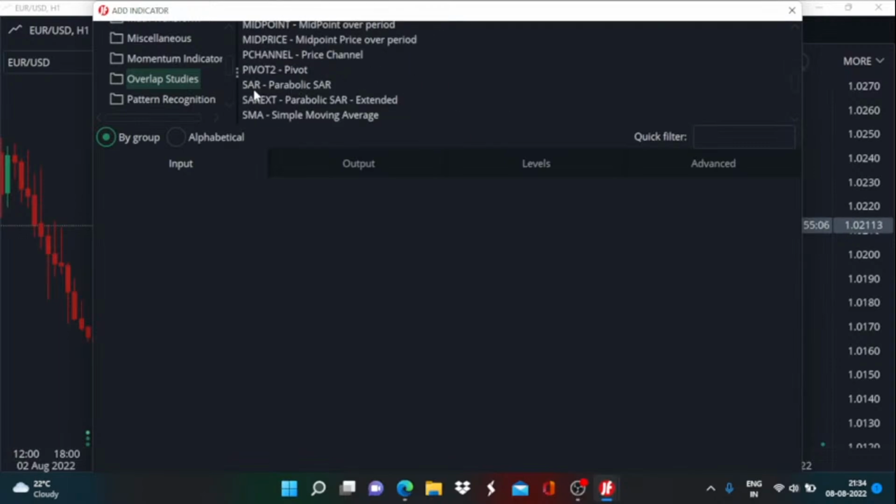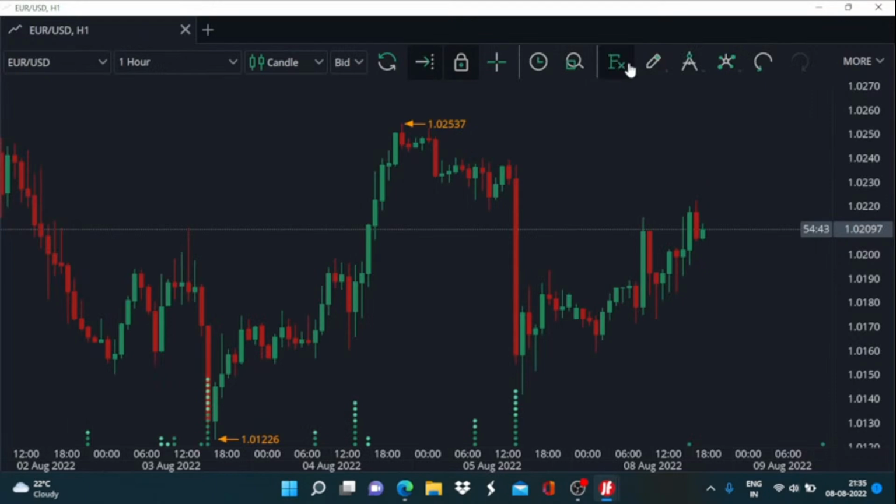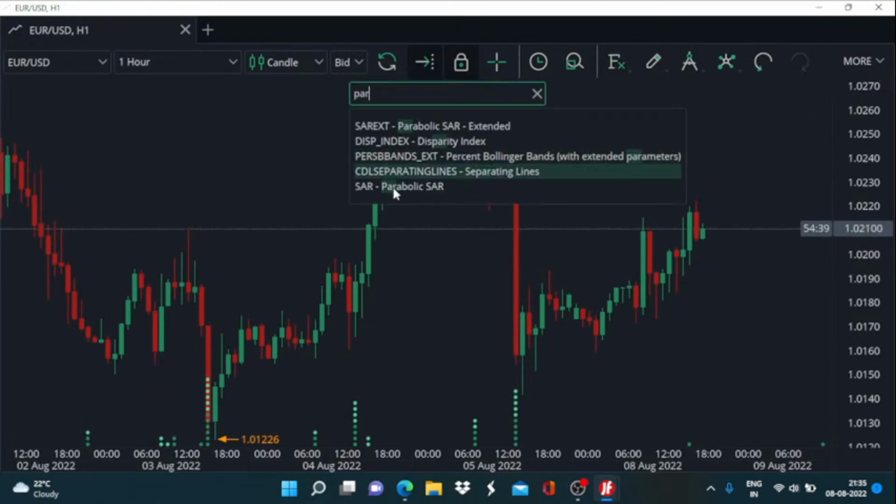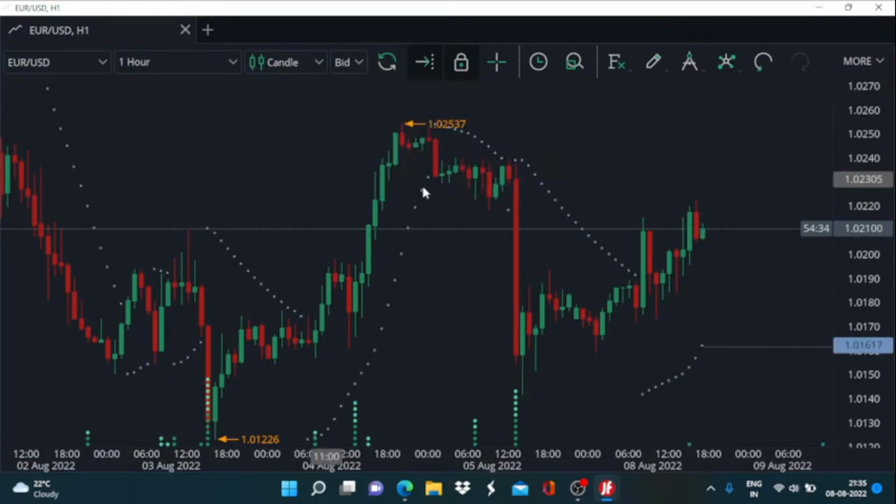Today it's the turn of parabolic SAR, and next time around we will also consider the parabolic SAR extended version, which will offer us more editing options to customize the properties of the indicator as per the requirement of the situation. Now it is the parabolic SAR, or you can simply do a quick search. You simply have to type in the name and there you get it. All right, so here it is, parabolic stop and reverse.